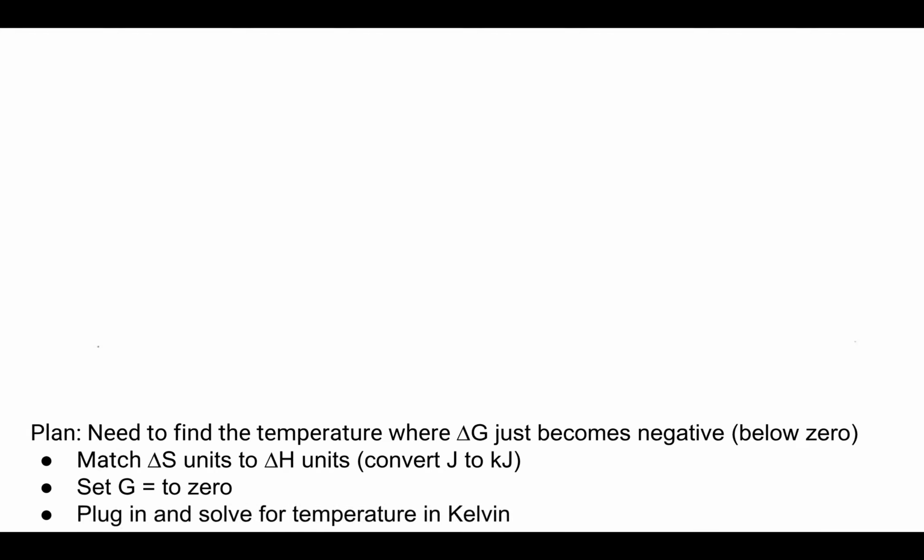The way we can do that is, again, we have to match our units, delta H to delta S, because we can't use the equation unless those match up. This time I'm going to go the other way. And then we'll set delta G equal to 0, because then we'll know what's called the changeover temperature, where something's going to go from spontaneous to not spontaneous. And then plug in and solve for that temperature value.